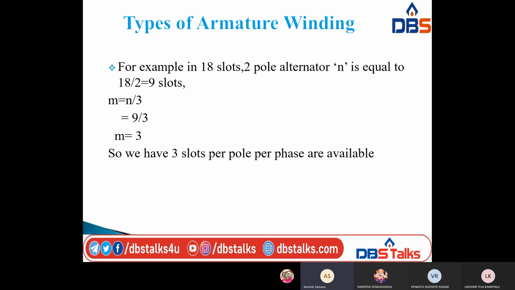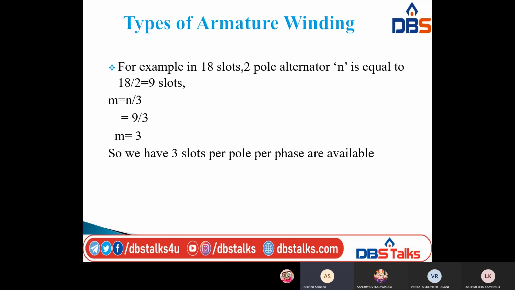What is meant by N? That is the pole pitch, which is equal to the number of slots per pole. Here I am taking 18 slots, so N is equal to 18 by the number of poles, which is 2. That is, we have 9 slots. From this one we are calculating the number of slots per pole per phase.